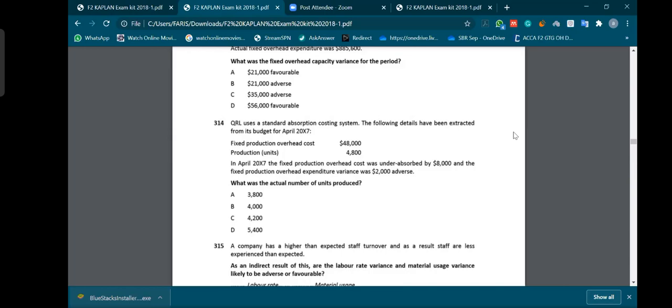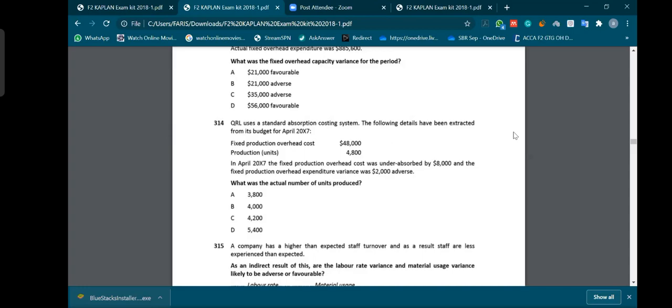Now this $50,000 is my actual, and it says that you have under absorbed by 8,000. Now what is under absorption? Under absorption means when actual overheads are less than the absorbed overheads. So it means that 50,000 minus 8,000, you under absorbed, so your absorbed overheads are 42,000. 50 minus 8, 42.